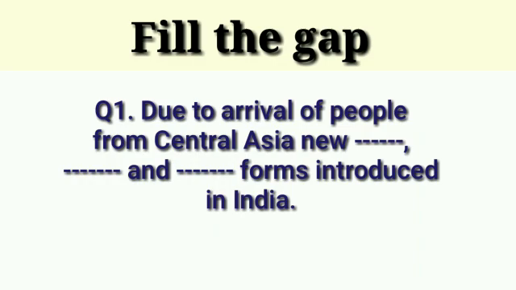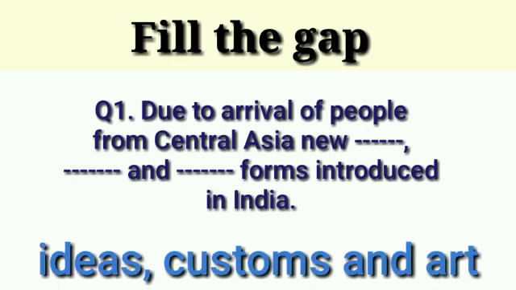Today in this video we will do fill in the blanks of class 8 history chapter 1, How, When and Where. So let's start. First question is, due to arrival of people from Central Asia, new ___ and ___ forms introduced in India. Answer is ideas, customs and art forms.